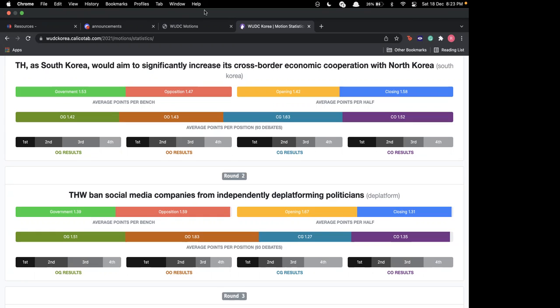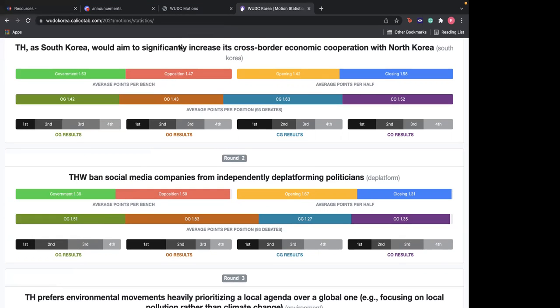Within that, the team that ranks first at the end of the debate gets 3 points. The team that ranks second gets 2 points. The team that ranks third gets 1 point, and the team that ranks fourth gets 0 points. So what this means is, for example, the opening government team, in 17 debates they took first, in 24 debates they took second, in 33 debates they took third, and in 19 debates they took fourth. On average, opening government teams scored 1.42 points.